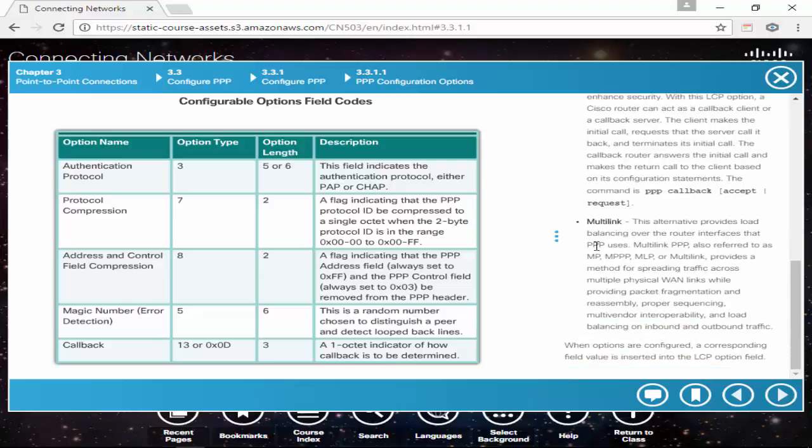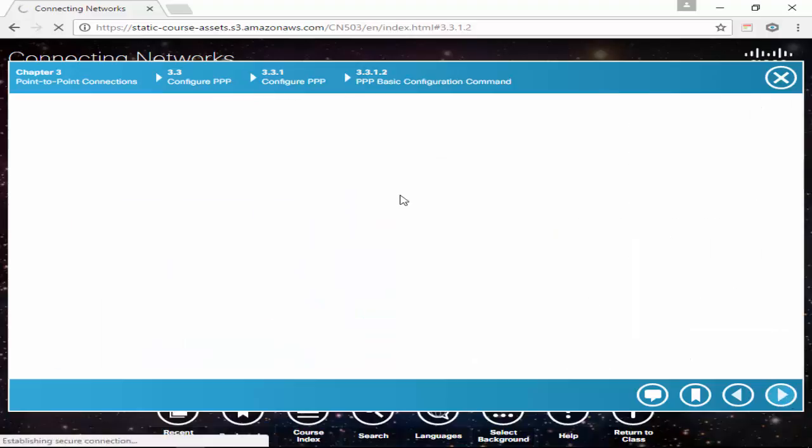This alternative, our multi-link, allows balancing over the router interfaces PPP uses. Multi-link PPP, also referred to as MP, MPPP, MLP, or multi-link, provides a method for spreading traffic across multiple physical WAN links while providing packet fragmentation and reassembly, proper sequencing, multi-vendor interoperability, and load balancing on inbound and outbound traffic.